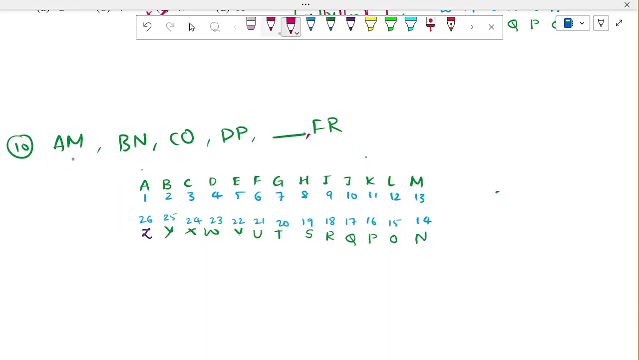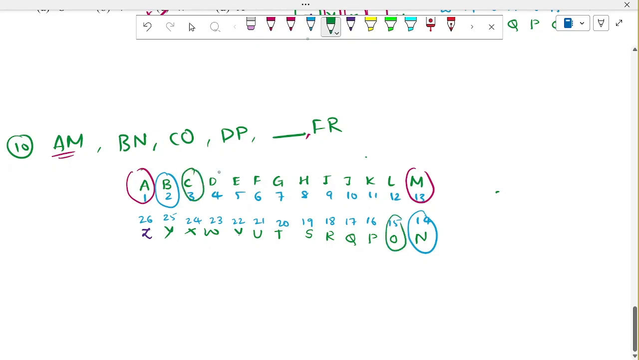We'll observe once. AM, you have got A and then M, right? And then next, BN, B and then N. Next, C, O. So now it is clear. They have taken D and then P. And the next one will be what? E and Q. So the answer is EQ. EQ is correct. Fine. We'll go for the next one. I'll give another question. Just try to solve this one.